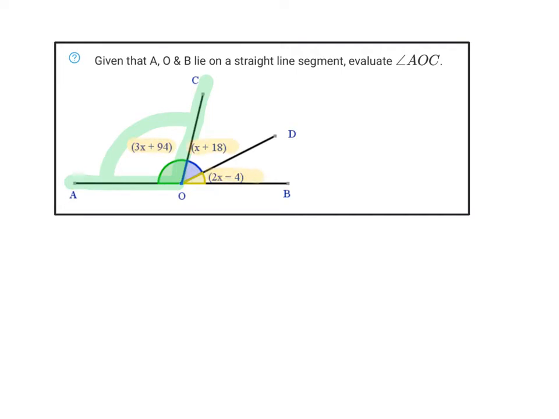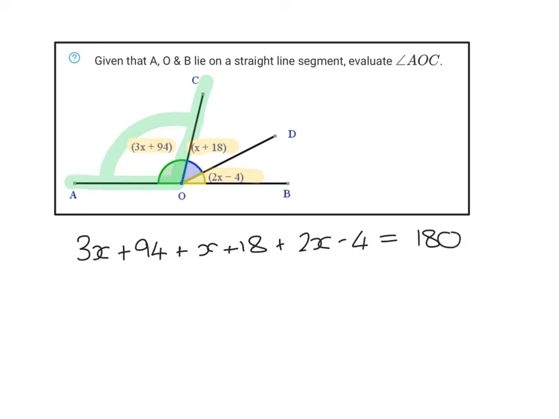We also know that that's a straight line, so I know that those three angles add up to 180. So let's just add them all together. So I've got 3x plus 94 plus x plus 18, so that's the second angle, plus 2x minus 4. I know all of those add together to give 180.